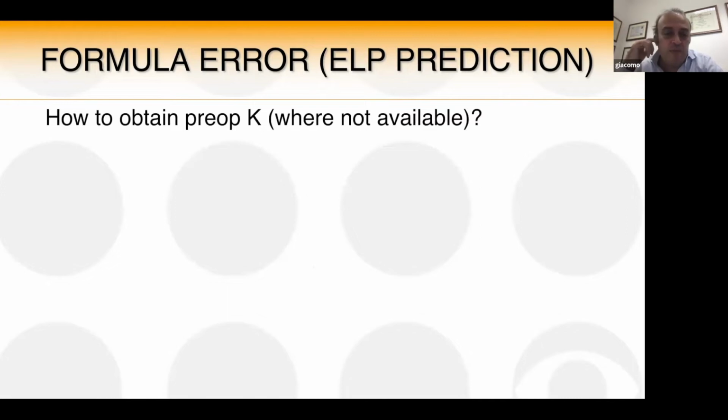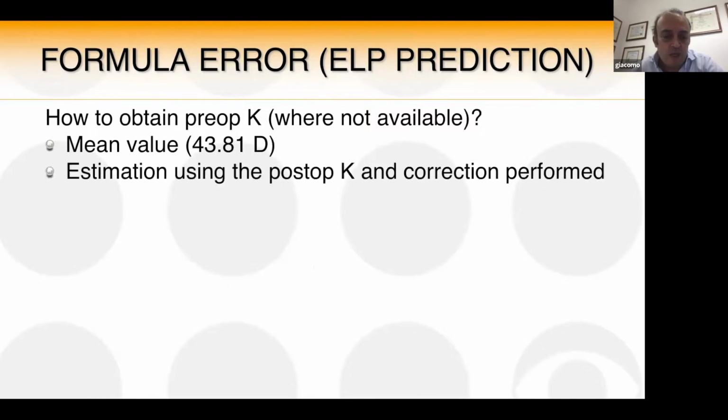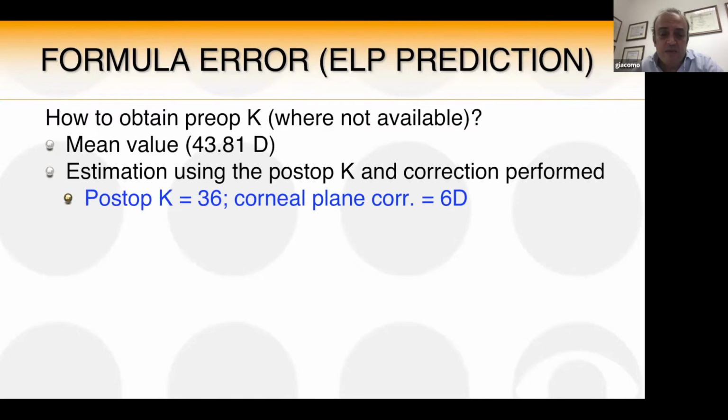And how can we obtain preoperative keratometry if it is not available? You can either use a mean value, for example, 43.81, which was published some years ago, or you may base your estimation on the current keratometry, and you know, for example, that now you have 36. The patient tells you that she underwent 6 diopters of myopic correction, and you will get around 42 diopters pre-op K.